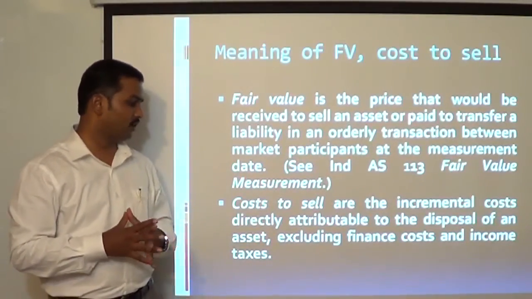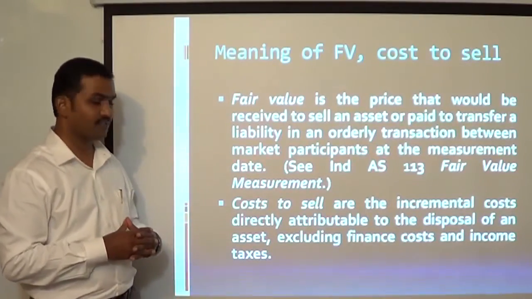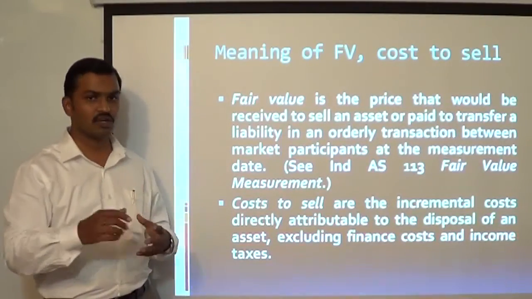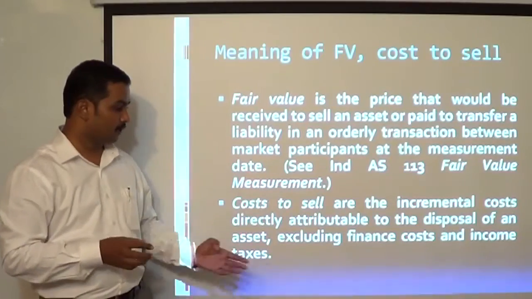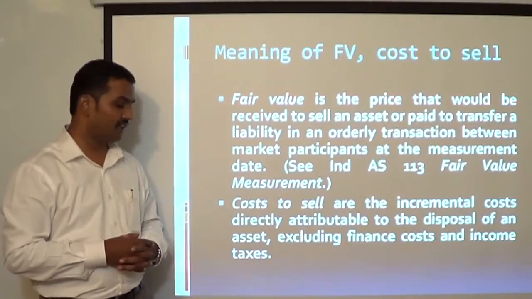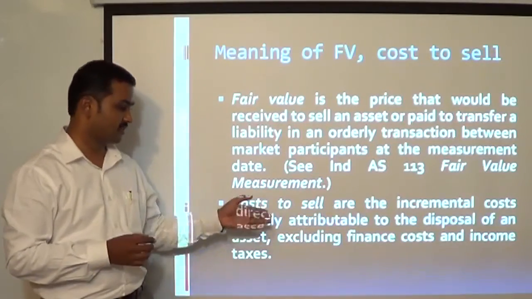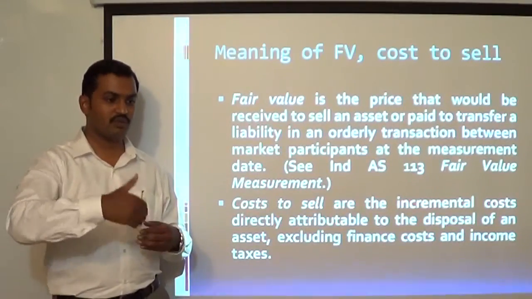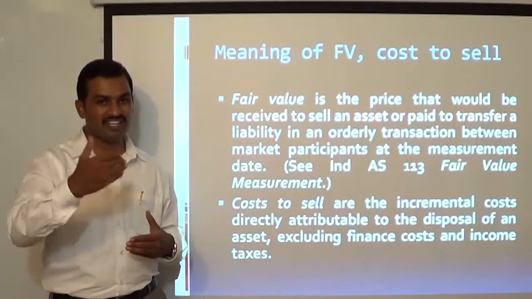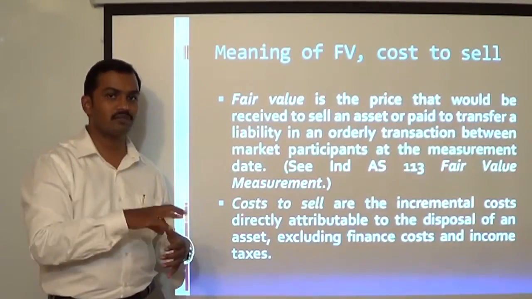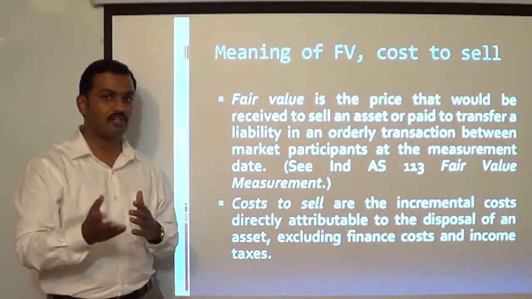Cost to sell are the incremental costs directly attributable to disposal of an asset. We can say transportation costs, some brokerage, commission, etc. But it should exclude finance costs and income taxes. So we are not going to include finance costs, interest and income tax as part of cost to sell. The cost which you have to incur to get the biological assets sold, only those costs have to be subtracted to arrive at fair value less cost to sell.